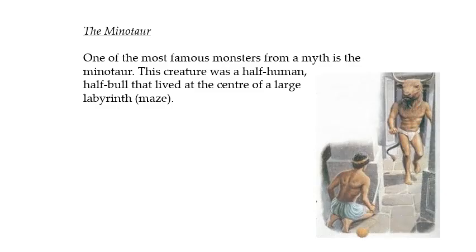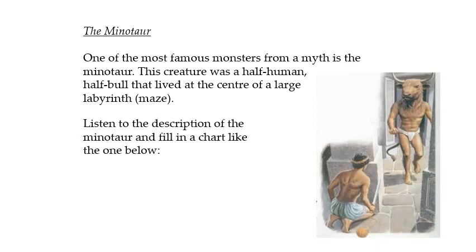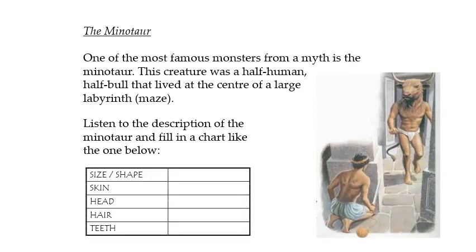The Minotaur. One of the most famous monsters from a myth is the Minotaur. This creature was half human, half bull, and lived at the center of a large labyrinth or maze. Listen to the description of the Minotaur and fill in a chart like the one below. Okay, so size, shape, skin, head, hair, and teeth.